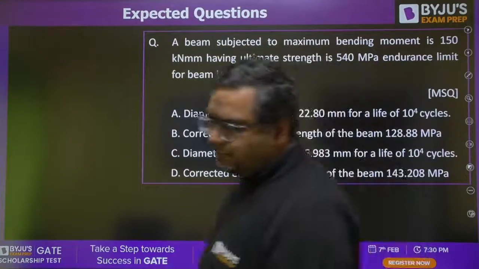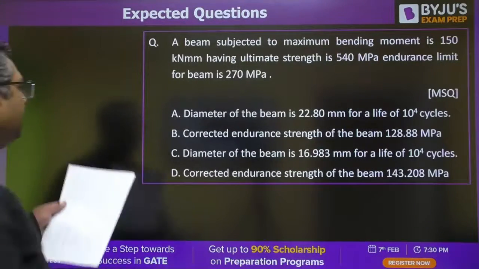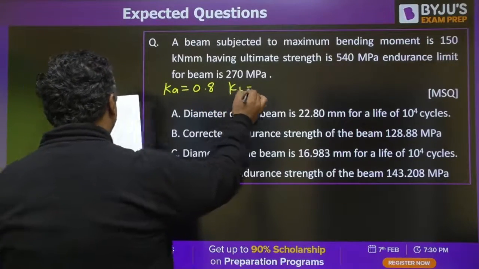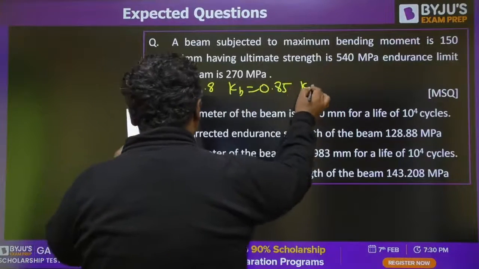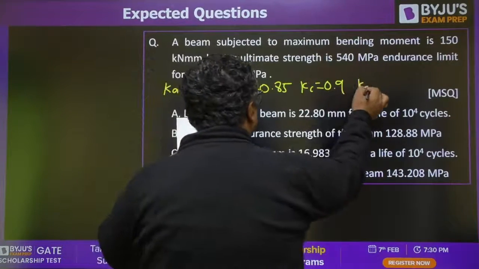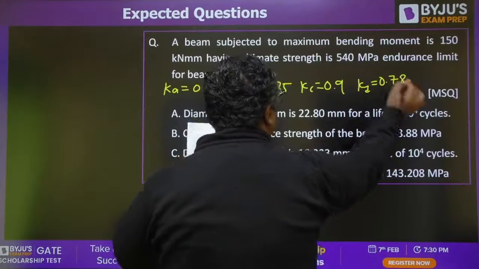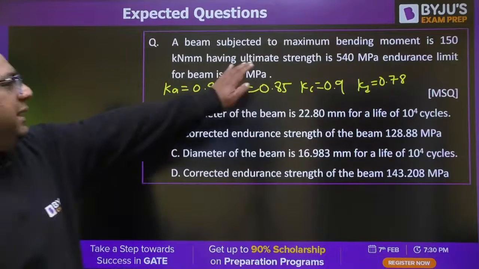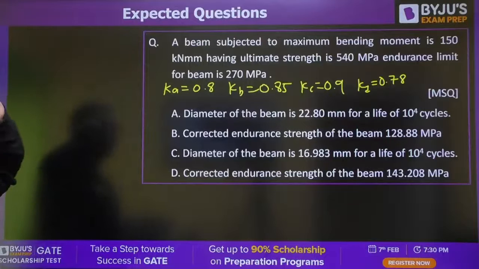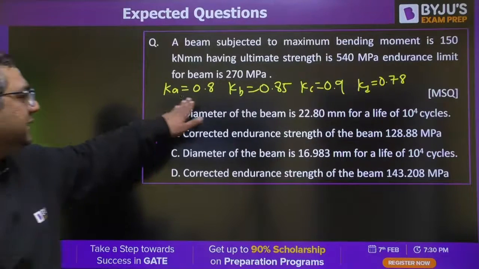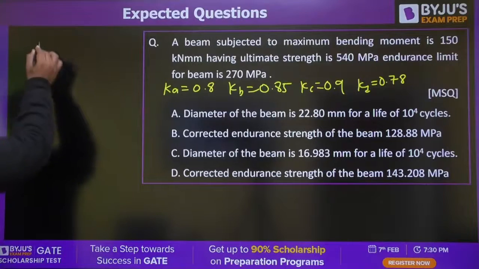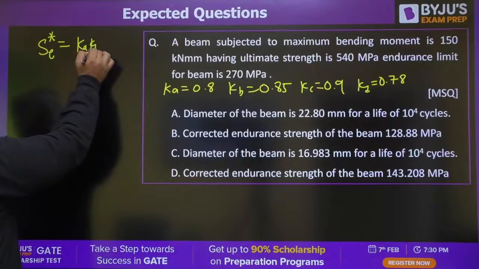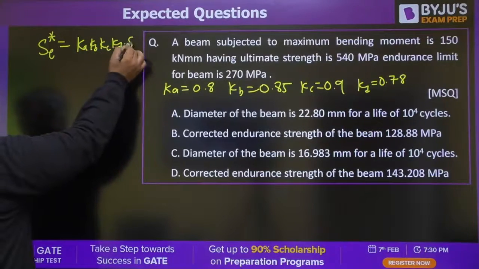here some data is missing, and that data I am writing that Ka is 0.8, Kb is 0.85, Kc is 0.9 and Kd is 0.78. This is the MSQ now. A beam subjected to maximum bending moment of 150 kilonewton mm having ultimate and endurance of this. These are the values given. So corrected endurance you need to find out. That is the point. Which will be Ka, Kb, Kc, Kd times of Se.